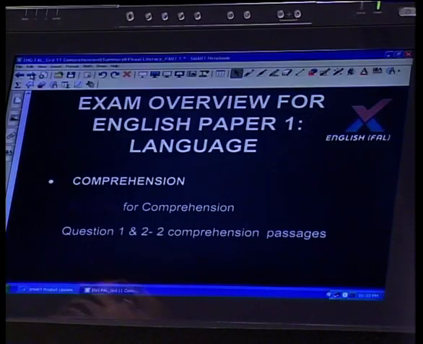Good day, everyone. Today I'd like to assist you with your exam preparation for English Paper 1, which consists of comprehension and language. Now, there are many subsections here, and I'm going to focus on each subsection as we go along. Question 1 normally deals with the comprehension, and it consists of 30 marks.